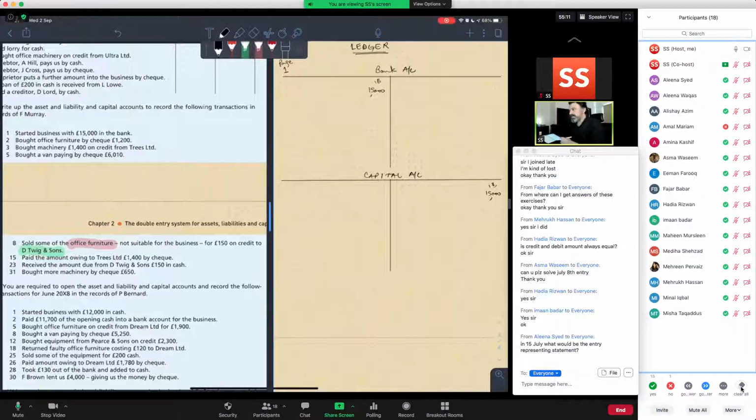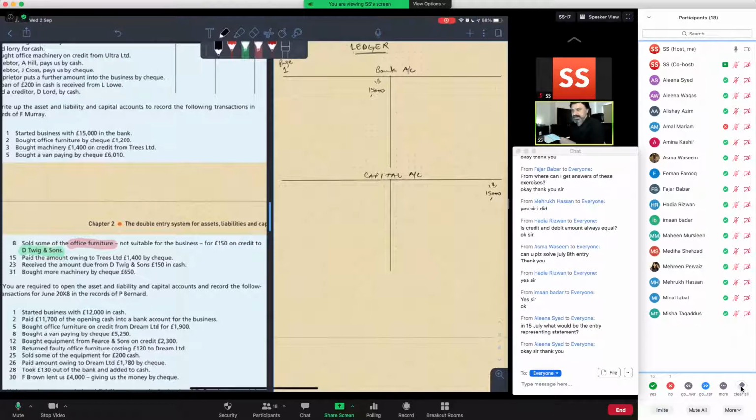Amal did not understand it. Okay, I'll explain to Amal in a bit. Alina, do we get it better? A narrative is any description that can describe the meaning of what you have recorded. You can write entry representing settlement of debt with Trees Limited. You can write entry representing payment of a check to Trees Limited. You can write anything that describes the meaning to a layman, someone who does not understand debit and credit. Right. Okay, Amal.